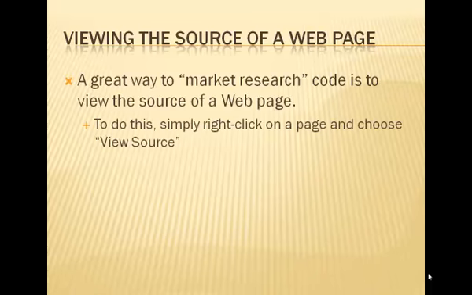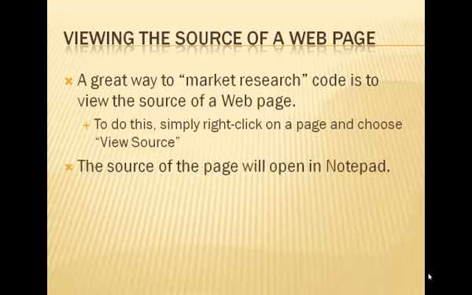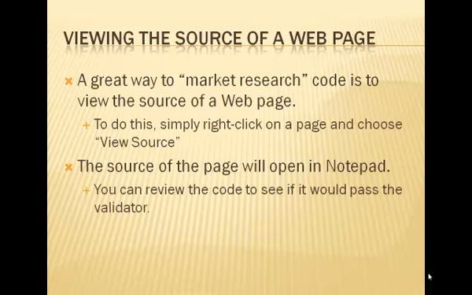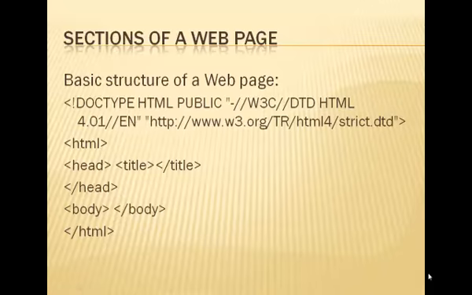So it's a really neat thing to look at the source of a web page to see how folks created it. To view the source of a web page, you simply right-click on it and choose View Source. And the source of the page will open in Notepad. This is kind of like using the Wayback Machine. It's just another interesting way to look at how a web page is structured. And you can review the code to see if it would pass the validator. You can actually run the code through the W3C validator.